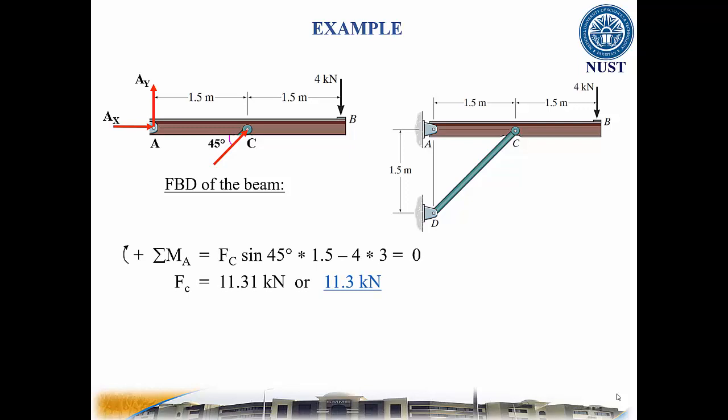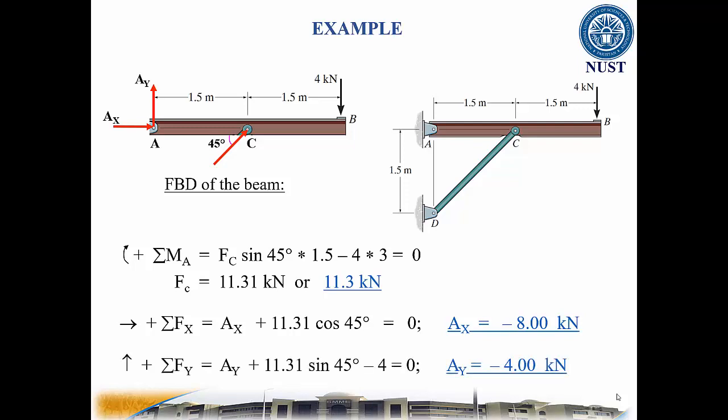The moment equation of equilibrium yields Fc = 11.3 kN. Then applying the equation of equilibrium in the x direction gives the reaction Ax = minus 8 kN. Similarly, the reaction in the y direction at A is minus 4 kN. Note that the negative signs mean that the reactions have the opposite direction to that shown on the free body diagram.